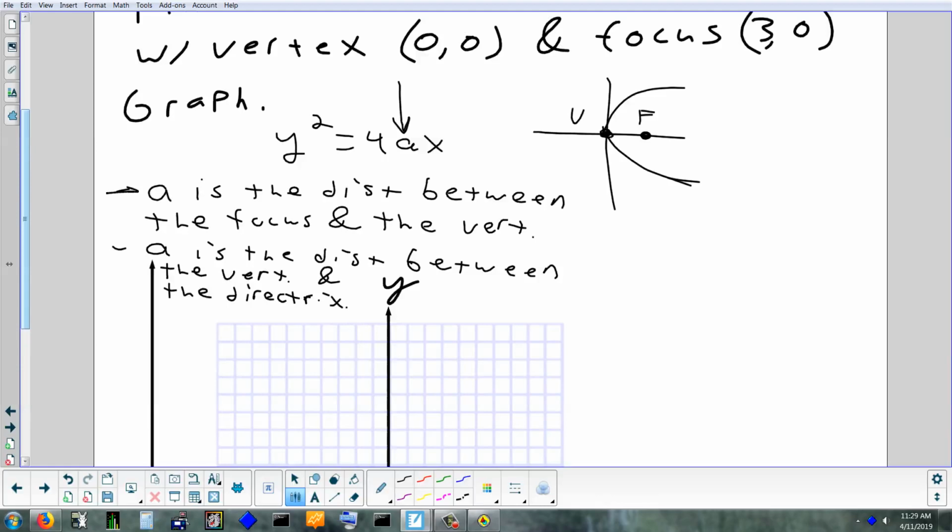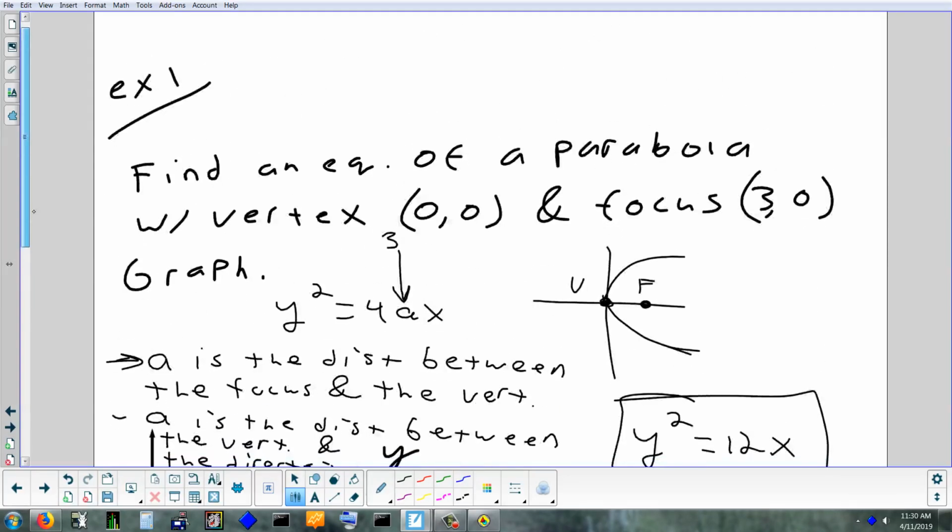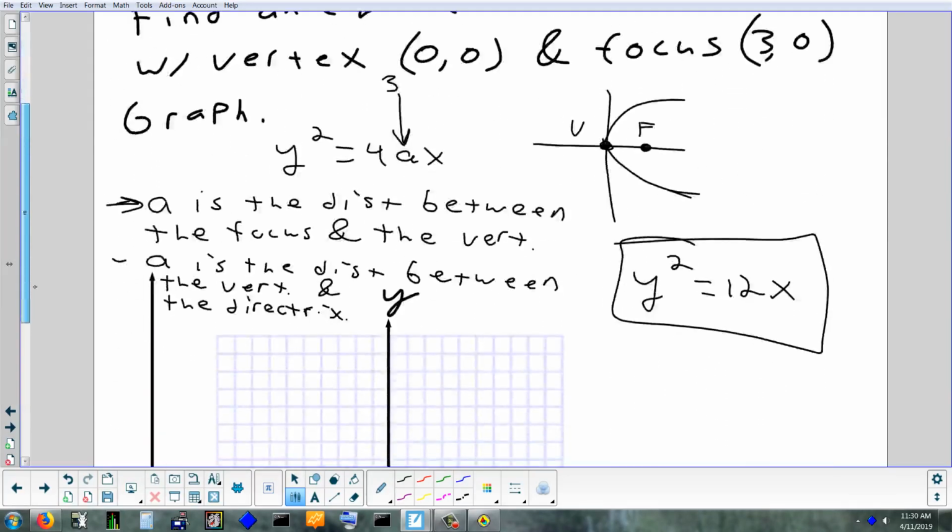All right, so this one is the one that's going to help this time. Jake just said distance between focus and vertex, 3 units. a is 3. Fill in 3, and that's your equation. So y squared equals 12x. Okay, so we got the first part, find an equation.